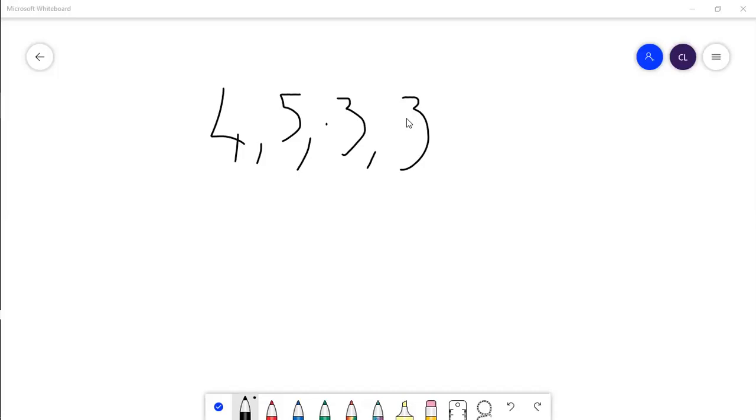Help me get 24. Write the answer in the chat. Directly to me, how you got the answer in the chat, and then I'll unmute you.